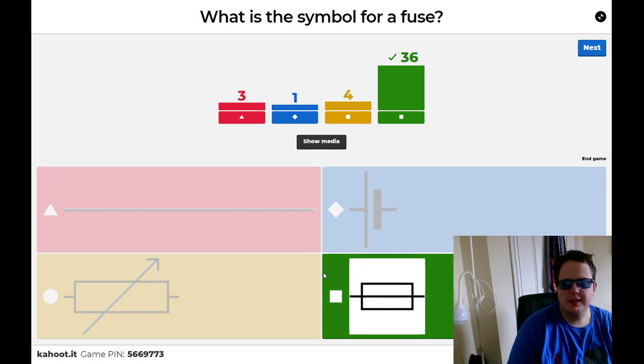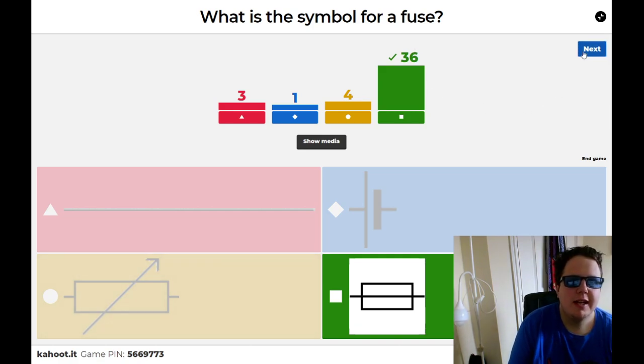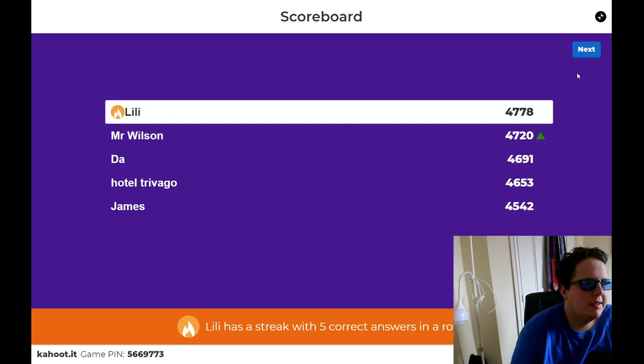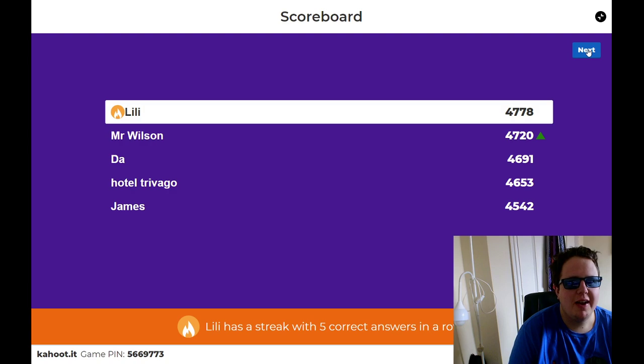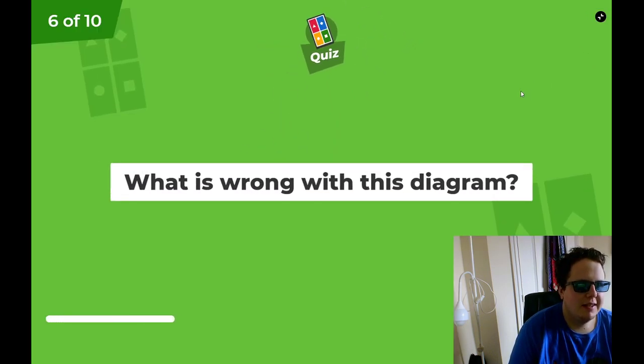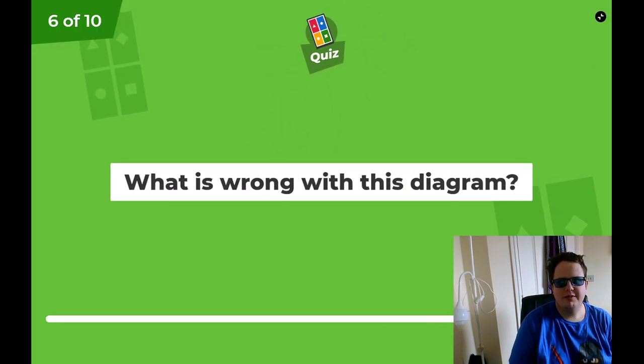Well done. So here's our fuse down in this corner. We have a wire, our cell again, and this is a variable resistor. So well done to the 36 of you who got that right. Let's have a look. Well done, Lily, still at the top. Well done, Mr. Wilson, coming into second place now. Excellent. All right, on to our 6th of 10 questions.